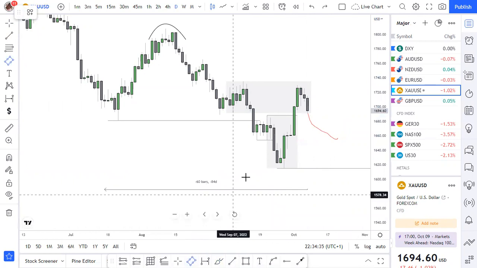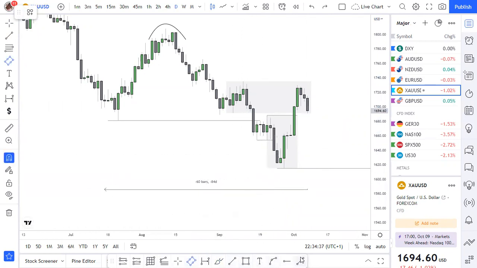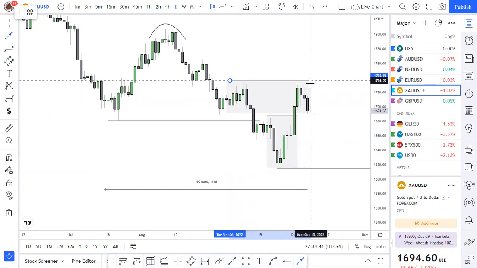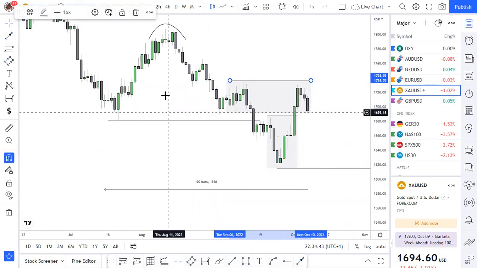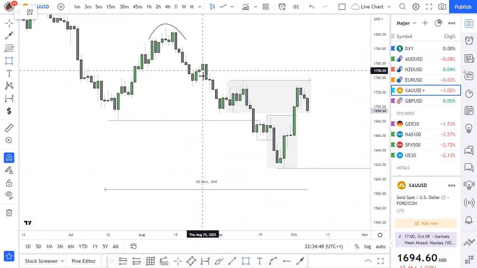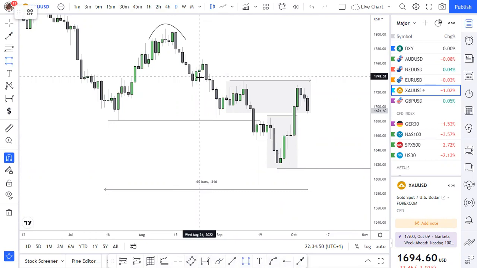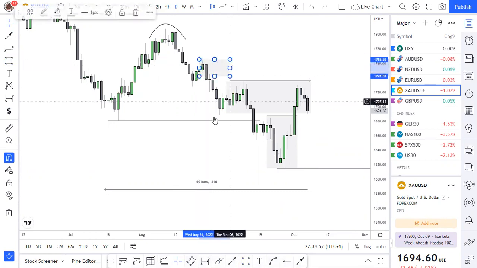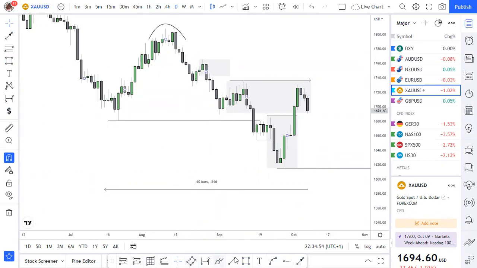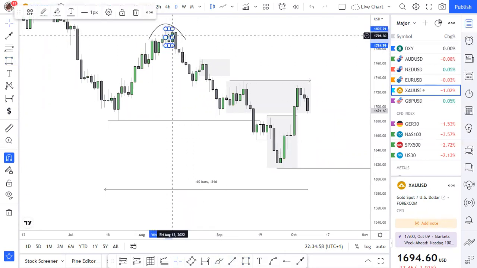Yeah, I think it's possible that it will happen because we have some kind of equal heights here, and we still have unmitigated supply zones above here. We can use this whole zone here. Still have this zone, and we also have this extreme supply here.